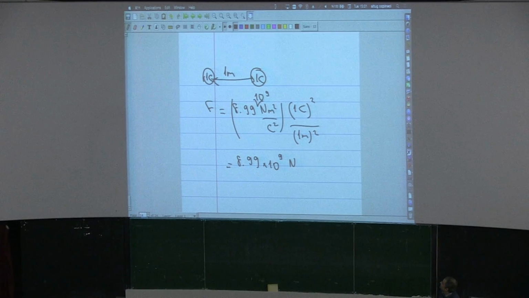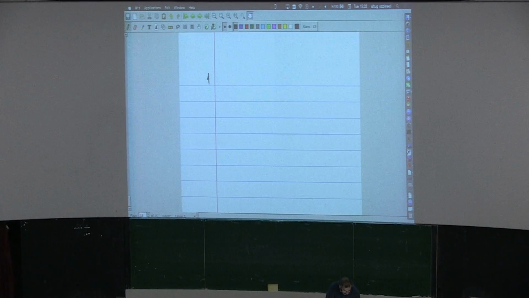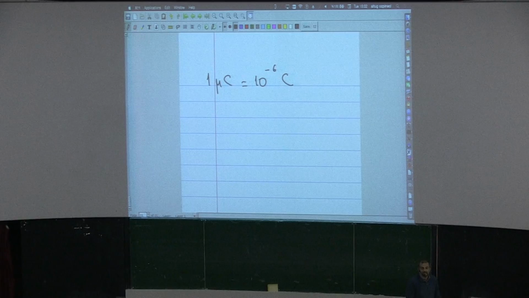This is the weight of almost 1,000 tons. So I will not be able to hold them just like this. 1 Coulomb is a huge charge. So rather than using 1 Coulomb, what we use is 1 MicroCoulomb. This is 10 to the power minus 6 Coulomb. This will be mainly what we will use in most everyday experiments.